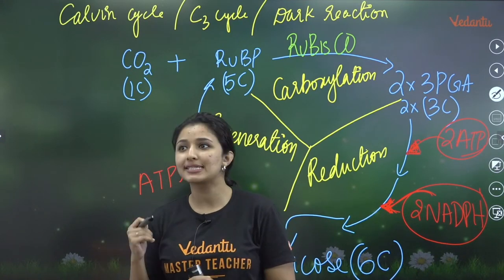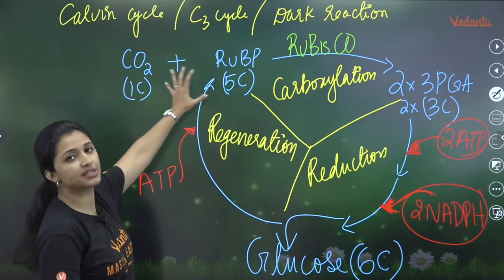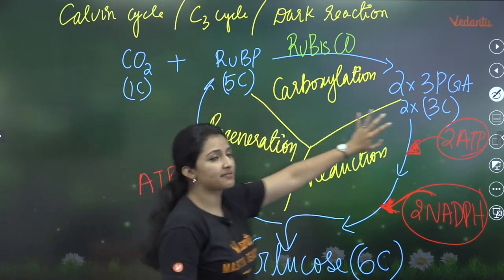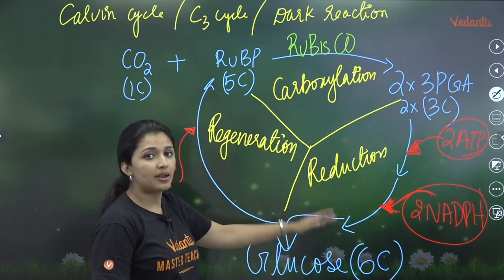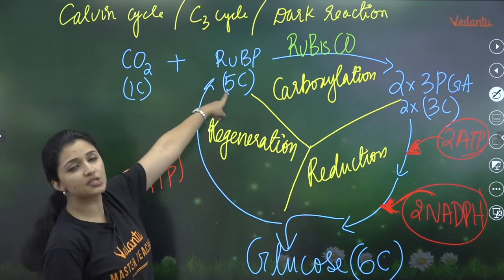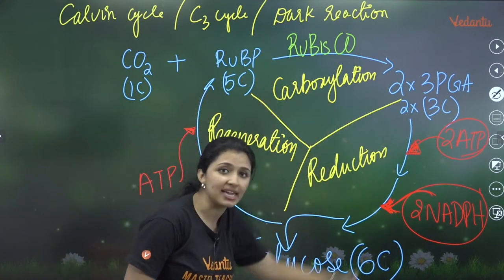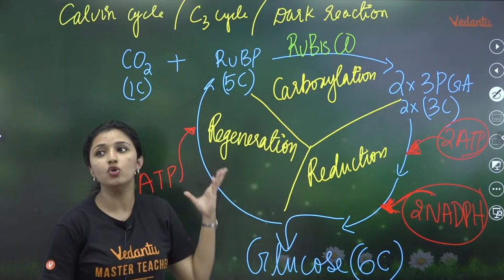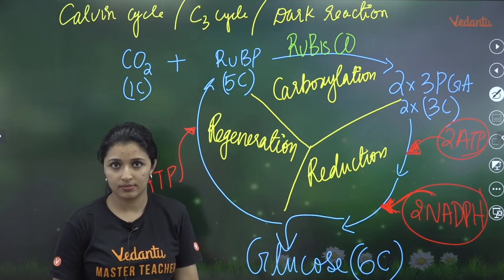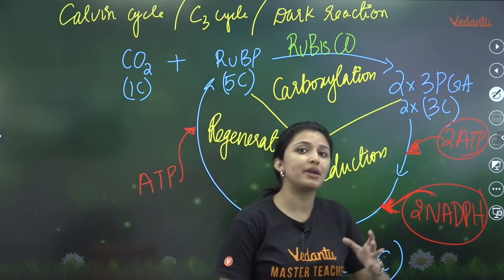Yes, this is cyclic, Surya. This is cyclic, but the numbers are not matching. Because here we have 6 carbon, and here also we have 6 carbon. We are making 6 carbon. Then if we are utilizing 6 carbon here, who is going to give back this 5 carbon compound? So, this one cycle cannot make glucose. One cycle is not sufficient to make glucose.